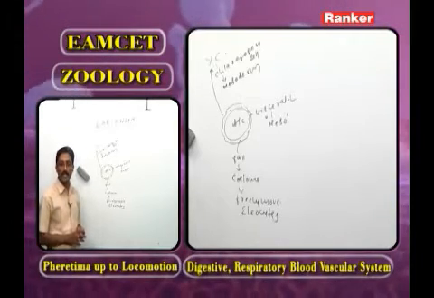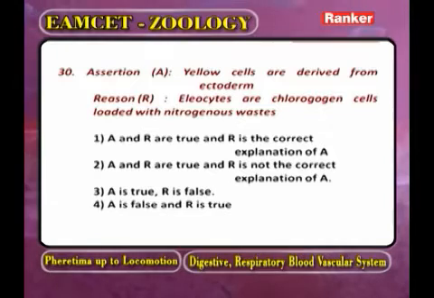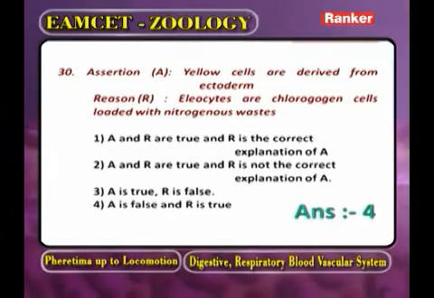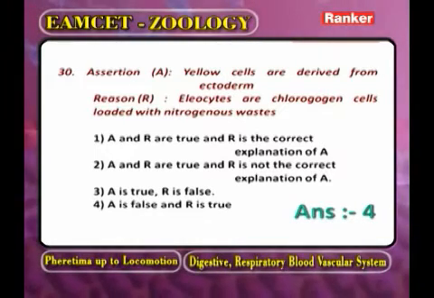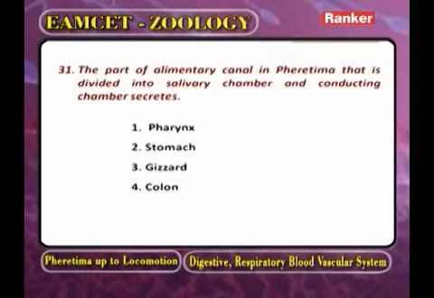Now observe the reason. Ileocytes are chlorogogen cells, no doubt. They are loaded with nitrogenous waste material. So the assertion is wrong, but the reason is correct. The correct answer is the fourth: A is false, R is true. Now move on to the next question.